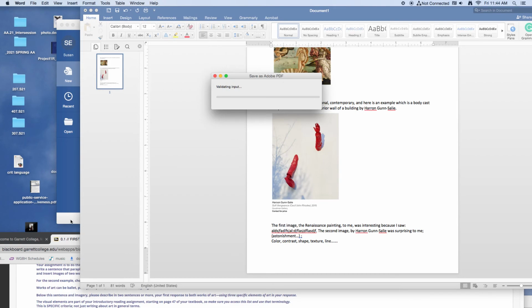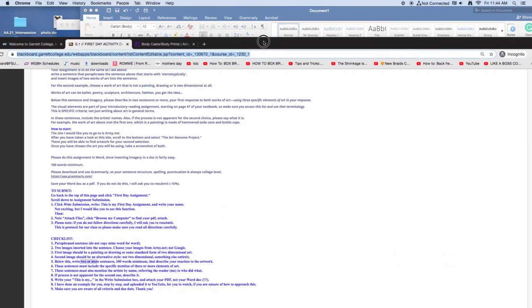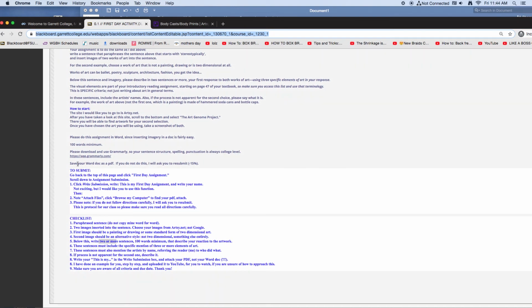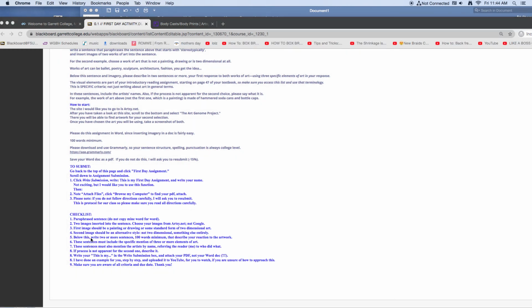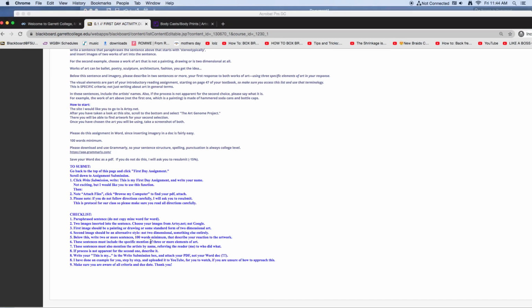Saved as a PDF. Now, I would like to call your attention to this. Save your Word doc as a PDF. If you don't do this, I'll ask you to resubmit it. Alright? Because this is criteria, firm criteria. Okay. All these other things, mention the elements of art, mention the artist by name. If the process is not apparent, describe the process a bit. Write your "this is my" in the right submission box. This is just the checklist, right?